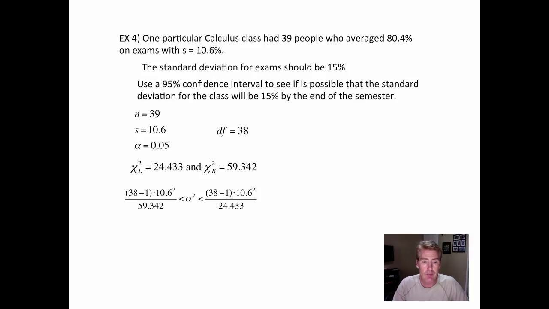Next, set up the formula. We've got the sample standard deviation squared. We've got the left one on the right and the right one on the left. And then take the square root of both sides. And here's the final answer. So for that class, by the end of the semester, after they've taken all of their exams, then the standard deviation is somewhere between 8.37 and 13.044.